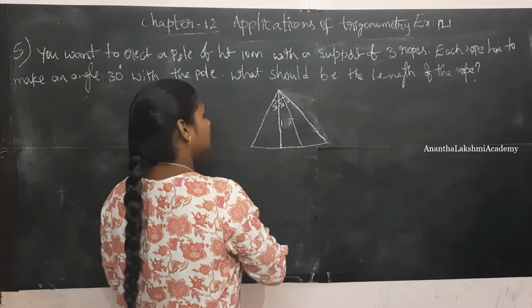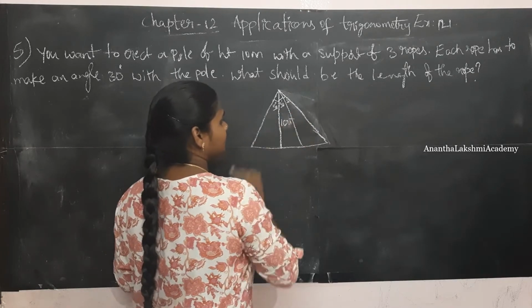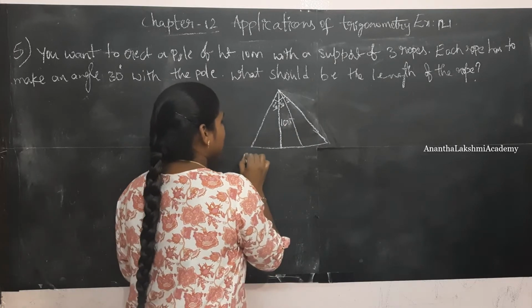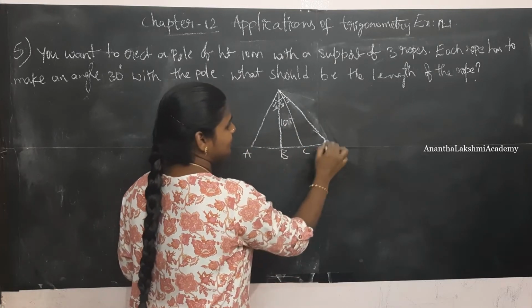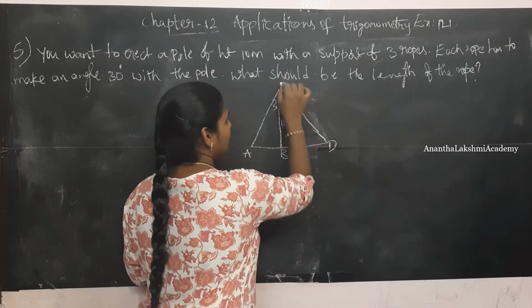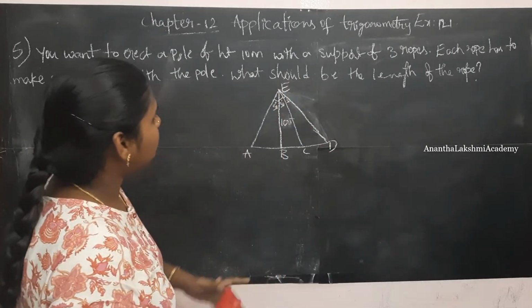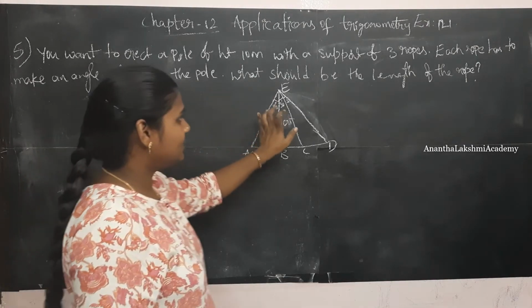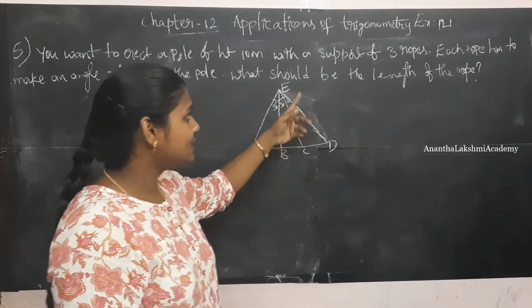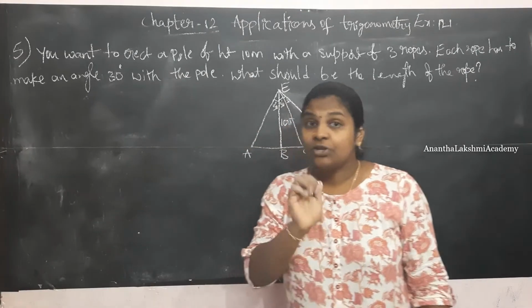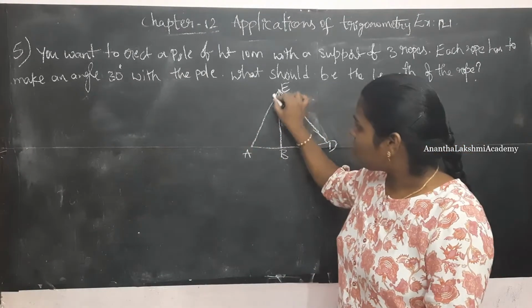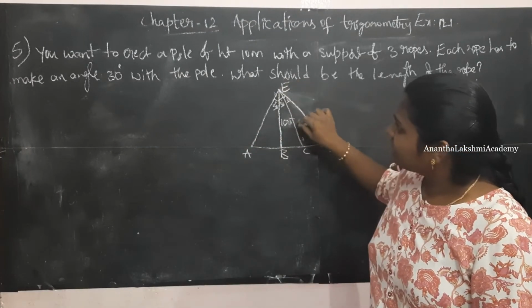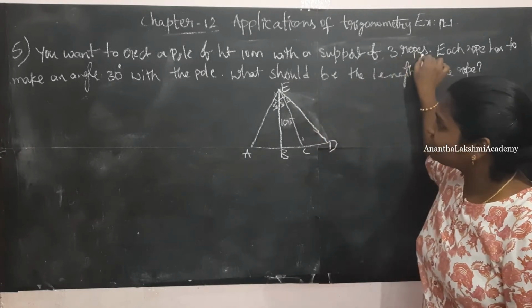Let me put it correctly. 10 meters. Okay, let me name this as A, B, C, D and E. Now the rope is making an angle of 30 degrees with the pole, and he is asking us the length of the rope. How many ropes do we have? 3 ropes of the same length, right? With the support of 3 ropes.